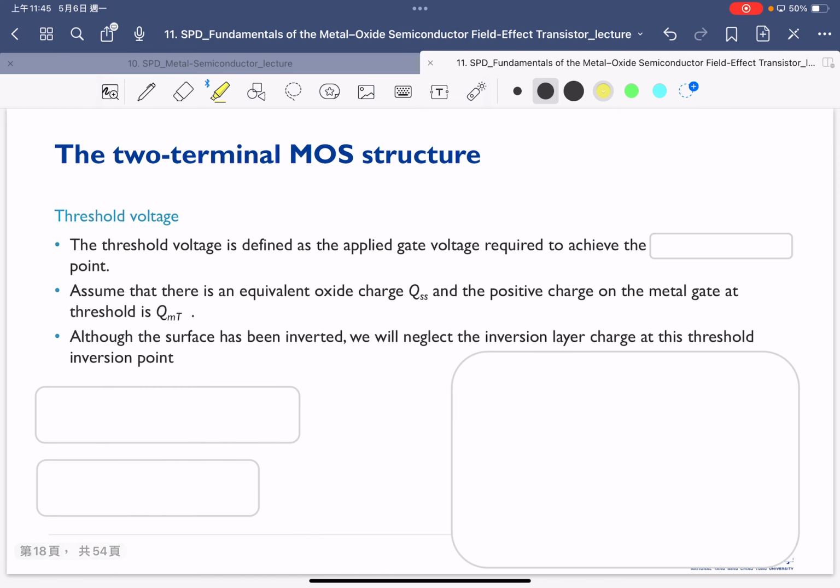Okay, so our goal is still to have the threshold voltage estimated, because from the IV curve the most important one is the threshold voltage. So the threshold voltage is defined as the applied gate voltage that is required to achieve the threshold inversion point.